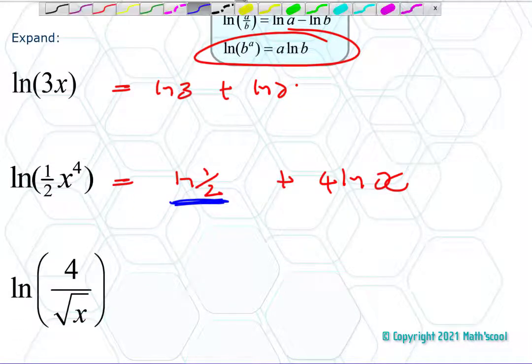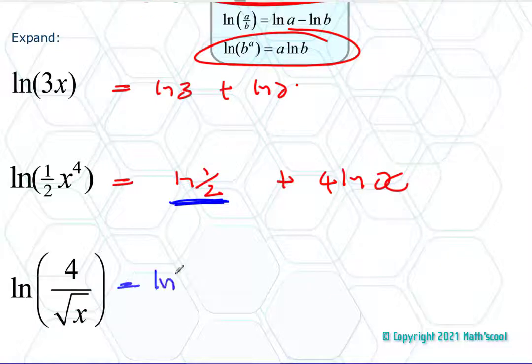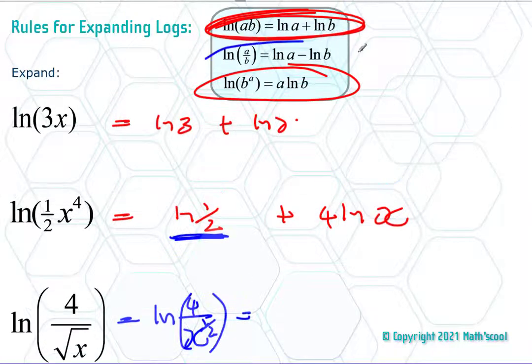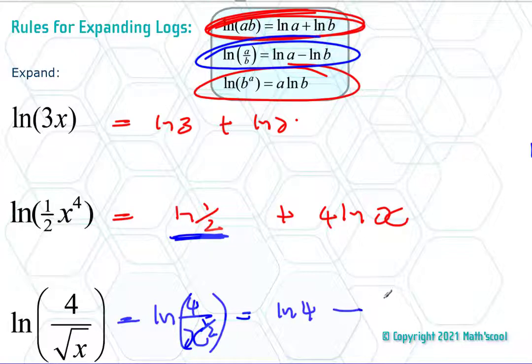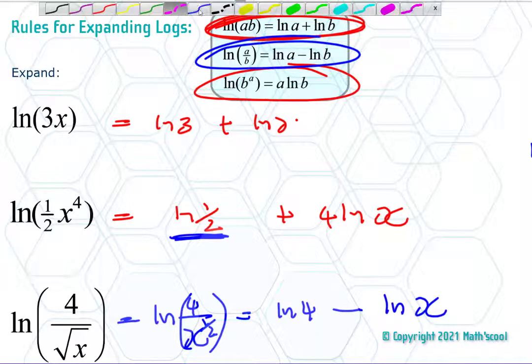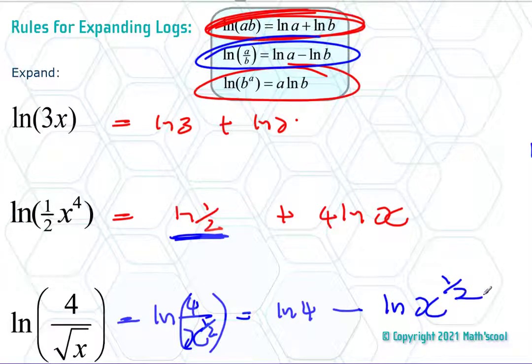Next one, let's rewrite it using indices first. So that's ln. I'm going to write it as ln 4 over x to the power a half. I could have written it as 4x to the minus half, but I just couldn't be bothered to take the x up as well. I was feeling a bit tired. So now I can use this rule, which is for a fraction. So it's going to be ln 4 minus ln of x to the power a half. And so that's using this rule here.